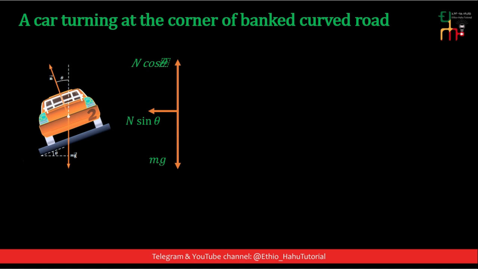Therefore, let's consider a car turning at the corner of a banked curved road. This is the banking angle theta. And here, the normal force has two components. One is the vertical component and the other is the horizontal component. The vertical component is n times cosine of theta. The horizontal component, n horizontal, is equal to n times sine theta.